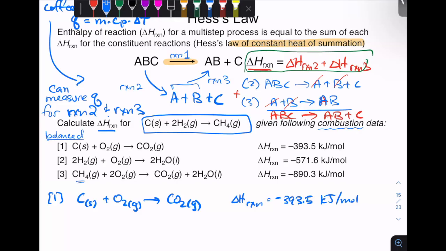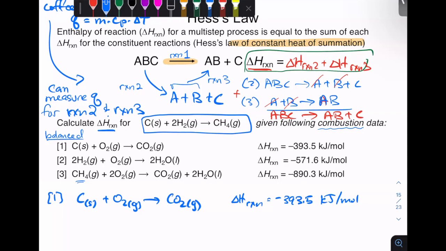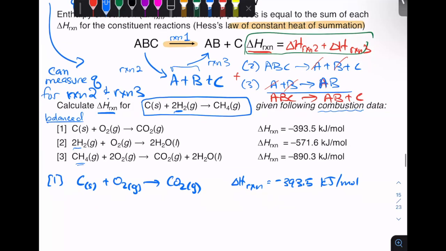Okay, let's move to reaction 2. What's in reaction 2 that we need in our final reaction? Hydrogen gas. We've got 2 moles of hydrogen gas on the reactant side. What do we need in our final equation? We need 2 moles of hydrogen gas on the reactant side. So once again, we don't need to do any manipulation. We can use reaction 2 directly because it already has what we want in the right place and the right number of moles. So there's no manipulation here.